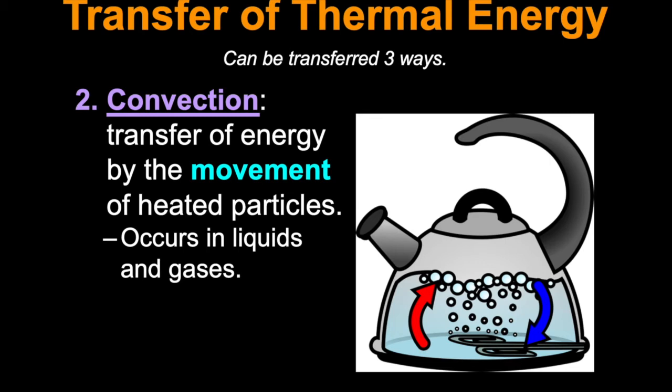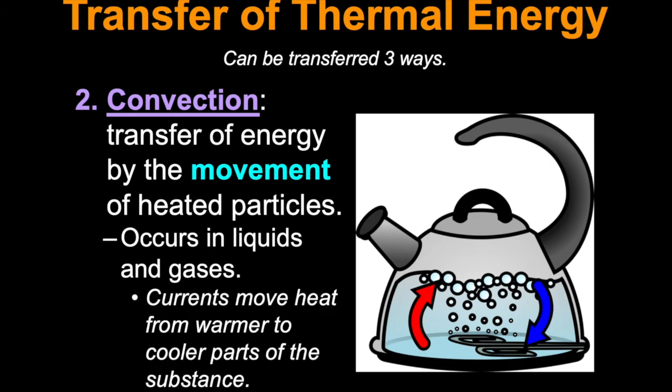That's why you have convection currents in the mantle, which is for the most part a liquid substance. It's kind of not exactly, but similar to a liquid. And then convection currents also occur in the atmosphere. Hot air rises, cold air sinks. That occurs in the atmosphere as well. And then another last thing, currents move heat from warmer to cooler parts of the substance. Just reiterating there, that's what happens in our atmosphere every single day.